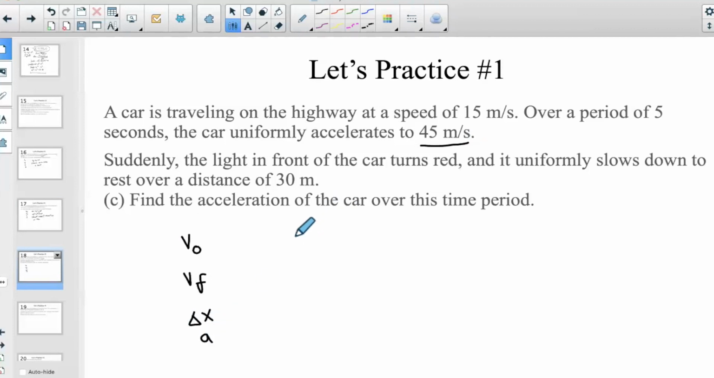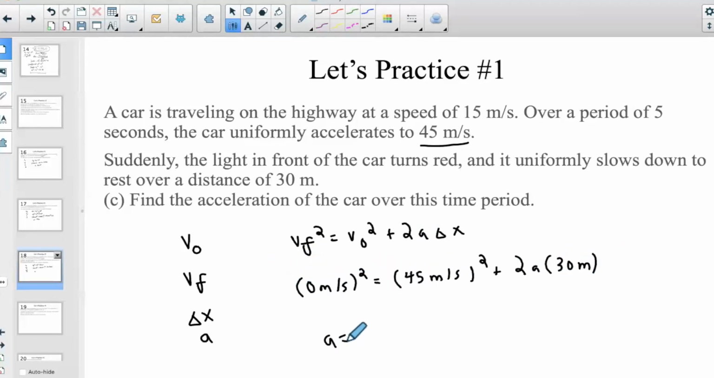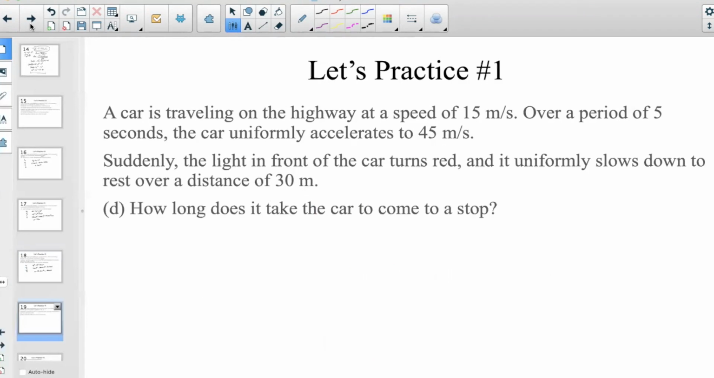So similar to part B, we can use that same equation, the time independent one, which relates these quantities together. Then we can just plug in our quantities, and we get our acceleration of negative 33.75 meters per second squared.